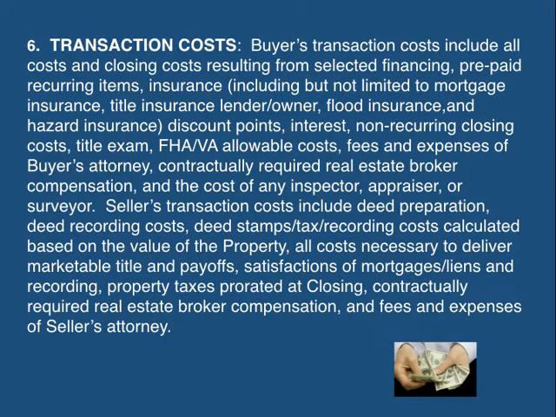Then it goes into the seller's transaction costs. They include deed preparation, deed recording costs, deed stamps, tax recording costs calculated based on the value of the property, all costs necessary to deliver marketable title and payoffs, satisfactions of mortgages and liens, recording, property taxes prorated at closing, contractually required real estate broker compensation, and fees and expenses of the seller's attorney. You must go over these with your buyer and or your seller, and if they don't like any part of this or want something not there, then you need to address that. Below is a section that addresses if the buyer wants the seller to pay any of their closing costs. It is addressed here in the contract.